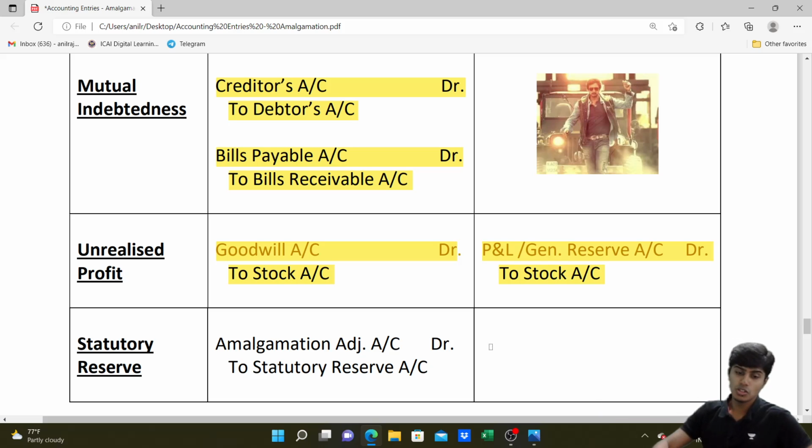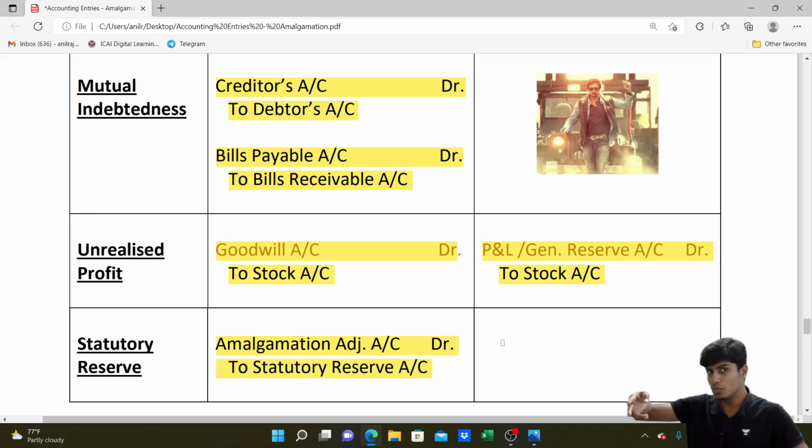So it's a reserve, so I would have to credit it. I'll credit statutory reserve account. Debit will be given to amalgamation adjustment. So I'll write amalgamation adjustment account debit to statutory reserve account. At the end of that 3 more years, when it is no longer required to maintain this statutory reserve, what will I do? I'll reverse this entry. Right now I've written amalgamation adjustment to statutory reserve. Then I'll write statutory reserve to amalgamation adjustment and then close this.